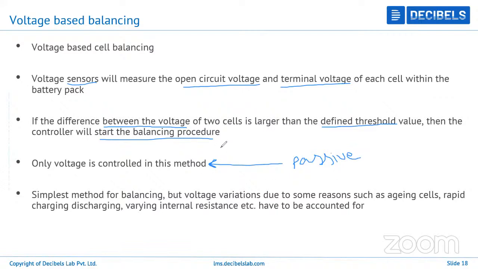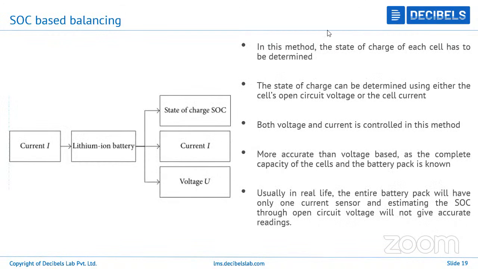So this is a pretty simple way. It's the simplest method, and it's very cheap to implement, but then you have to account for voltage variations. So this is balancing with cell voltage. It is the simplest method, but sometimes it cannot be used accurately. That's where the SOC based balancing algorithm is used.